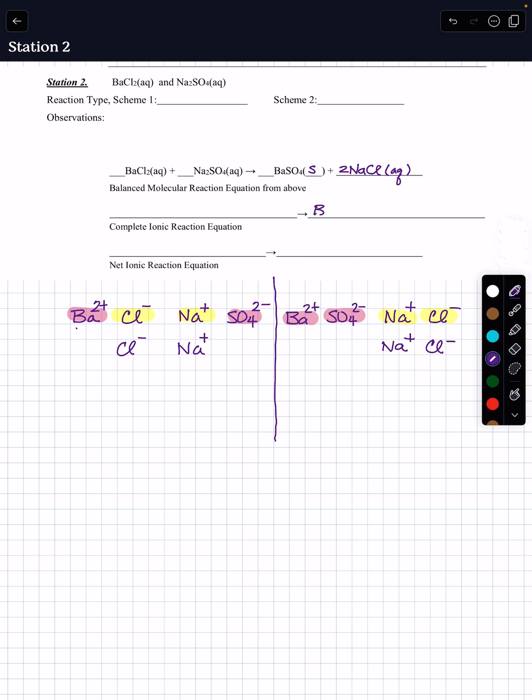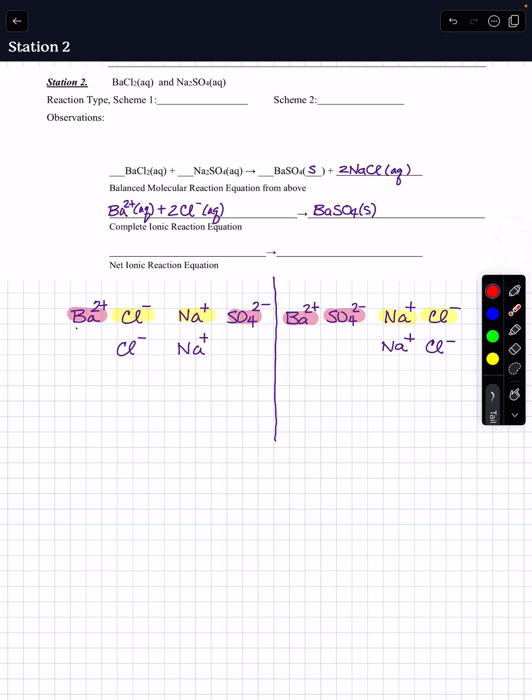So BaSO4, solid, not going to do anything to that. I am going to take my BaCl2 and write that as separated ions. Again, it's helpful that we've got our little notes here because this is what is in BaCl2. There's one barium ion and two chloride ions. So I have a barium ion, and we do have to indicate that this is aqueous, and I have two chloride ions.